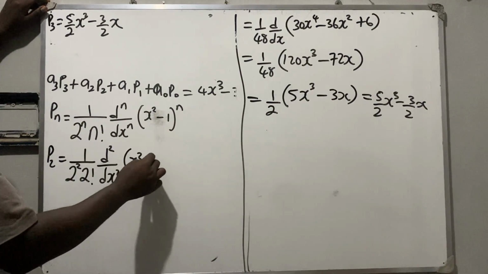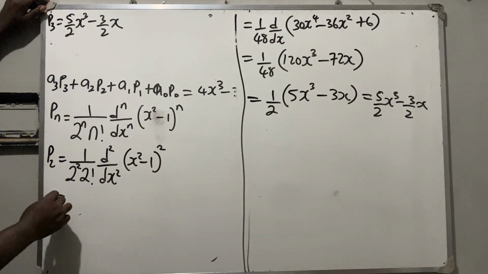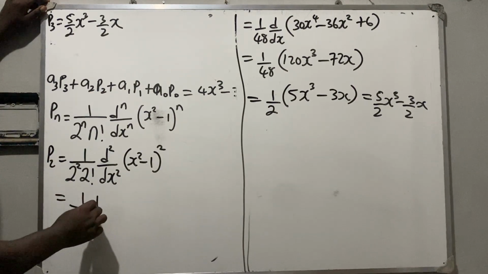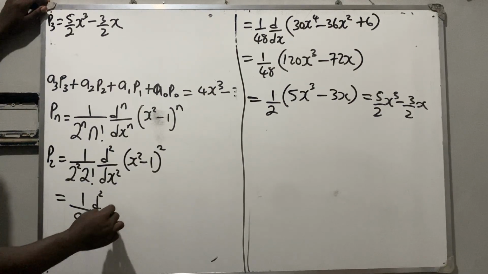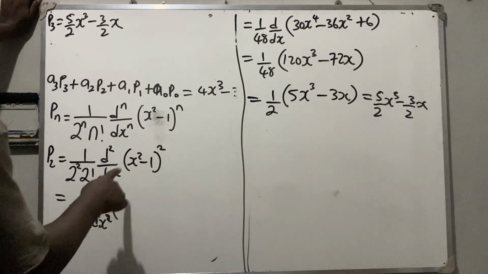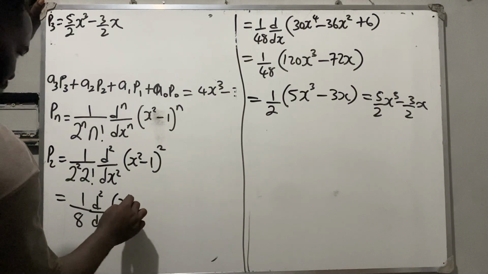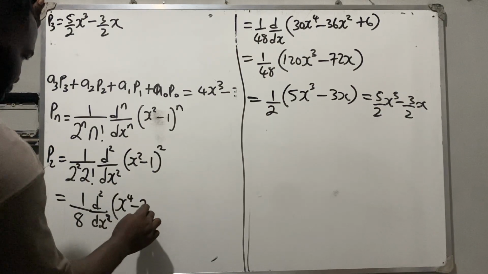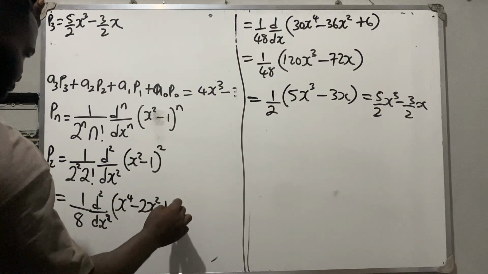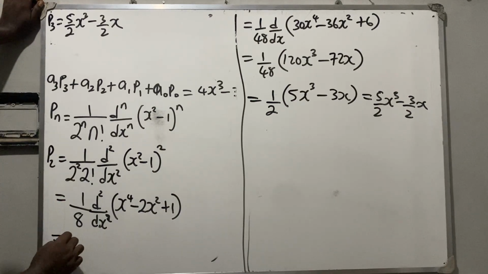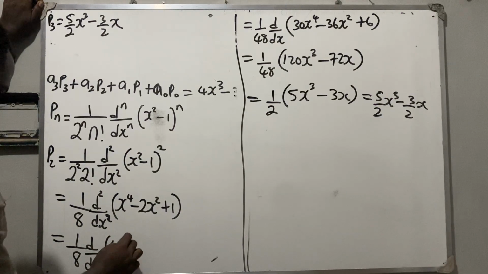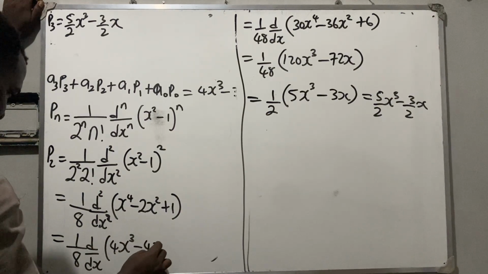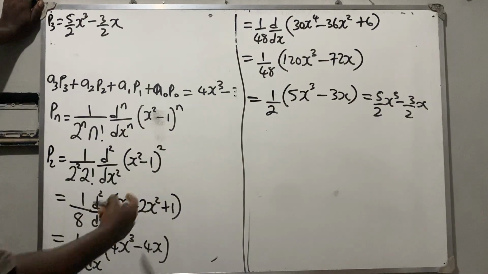Then x squared minus 1 raised to power 2. So this is going to be 1 over 8, d squared over dx squared, into, expand this first. So expansion of this will give you square the first one, multiply the first one and the second one, double it, then square the last one. So that is it. So if we do the first derivative, I'm going to have 1 over 8 d over dx into 4x raised to power 3 minus 4x, right? Multiply by the power, remove one from the power.